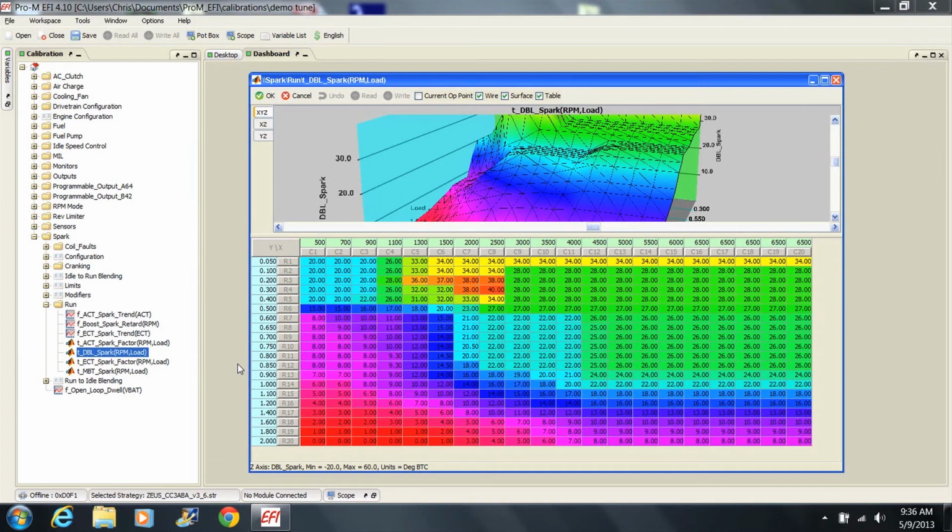This subject could fill a book by itself. The absolute correct values can only be achieved on a dyno by a skilled tuner. That said, the values that are already here should be quite good and likely can be left alone.